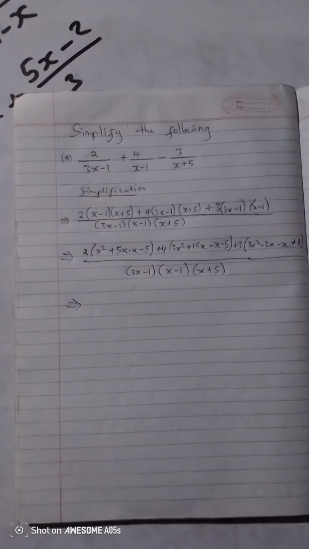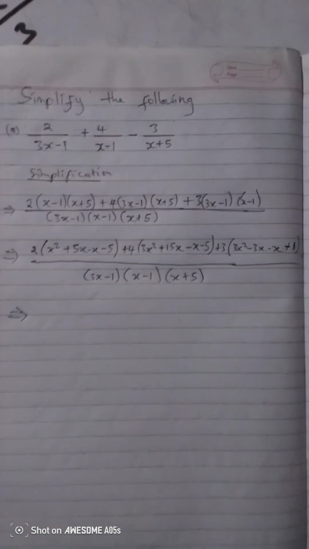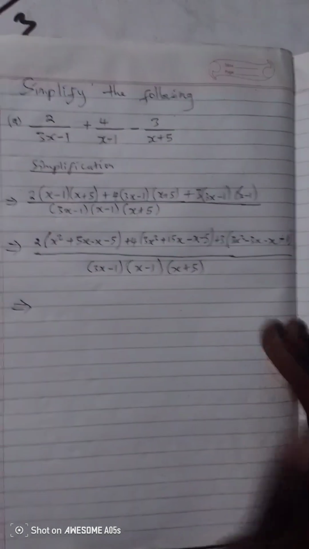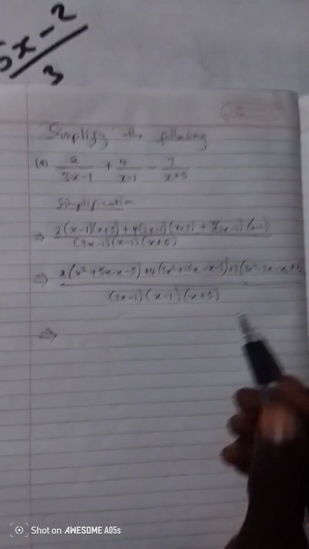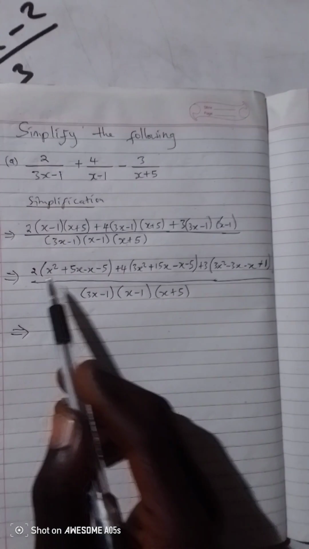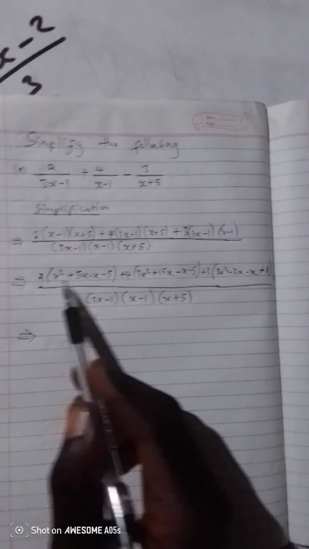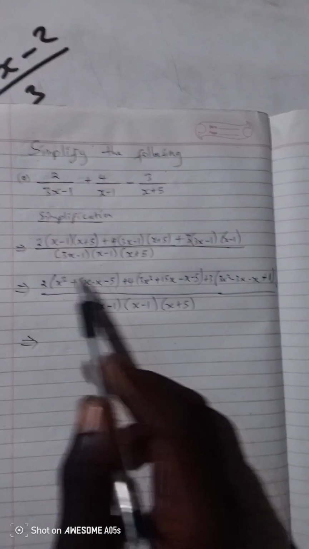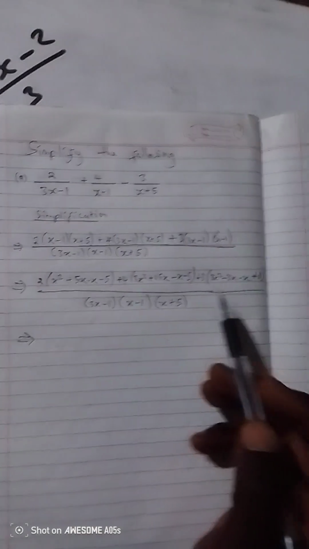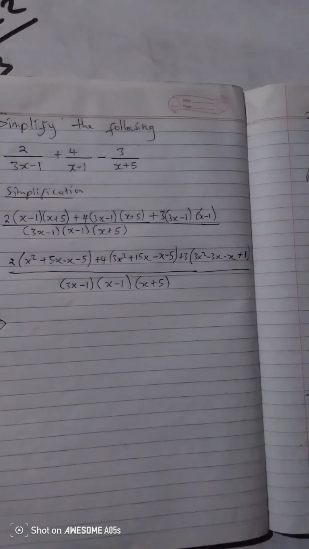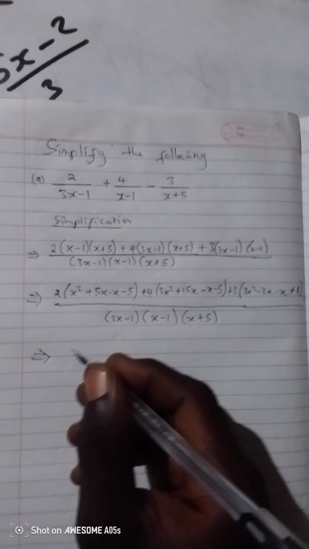Thereafter, we have to simplify again the numerator, or the top. We're going to simplify what is inside, and then come and multiply with the number outside.